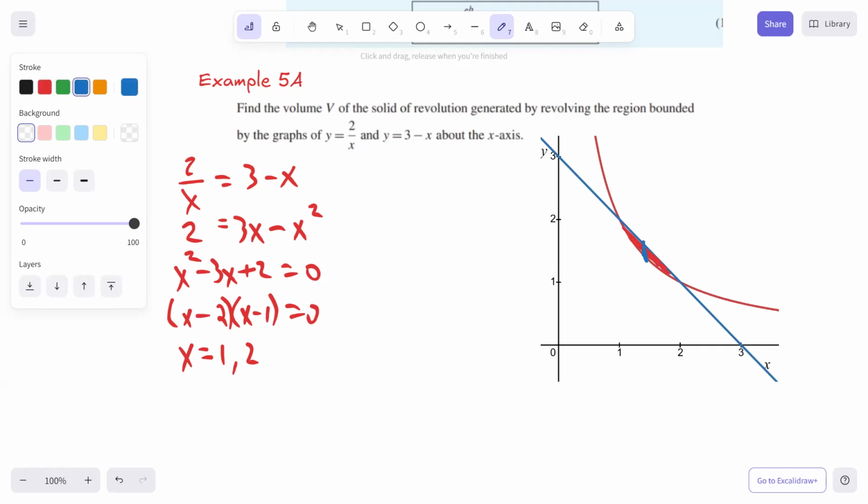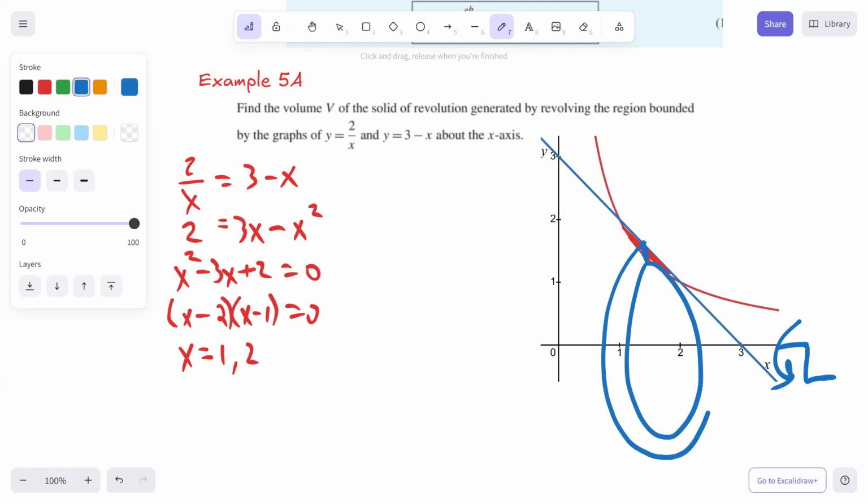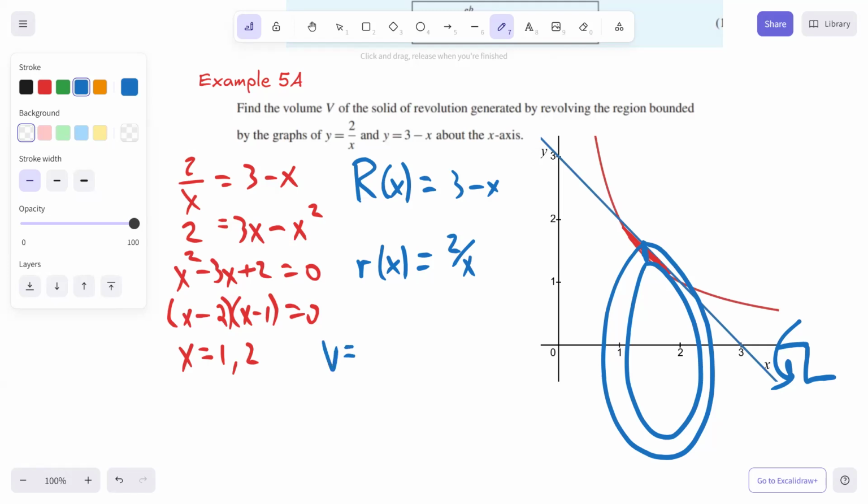If we take a representative strip in that region and rotate that strip about the x-axis, you would get a big ring like this. Now you have to figure out what makes the outer radius and the inner radius. The outer radius is given by the line, which is 3 minus x, and the inner radius is given by the curve, which is 2 over x. So now we can set up our definite integral for this situation. So the volume is equal to pi times the integral from 1 to 2.